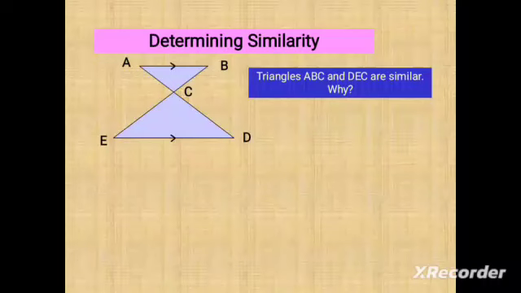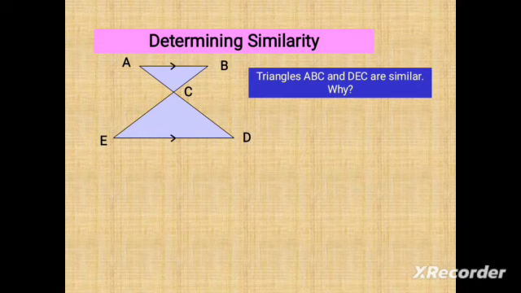Welcome viewers. Our topic is determining similarity. So we are going to look at whether two or more triangles are similar or not. And starting with the question, triangles ABC and DEC are similar.